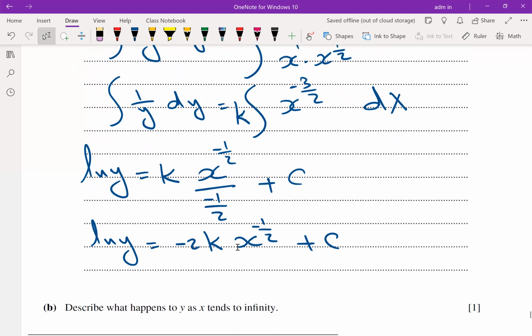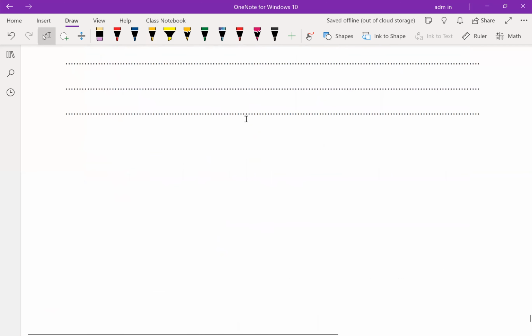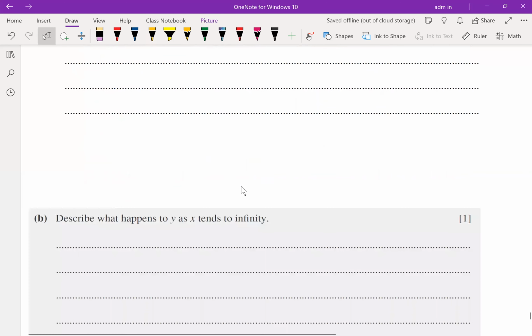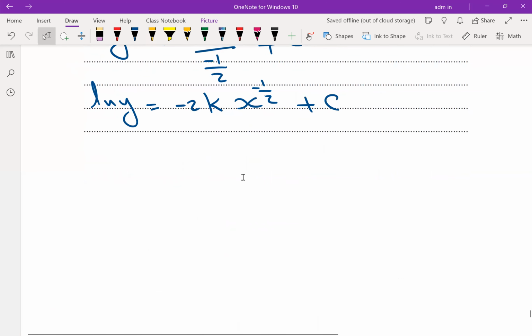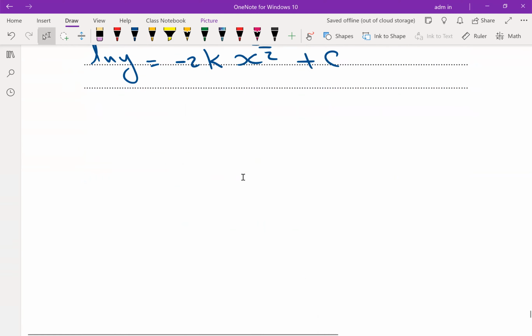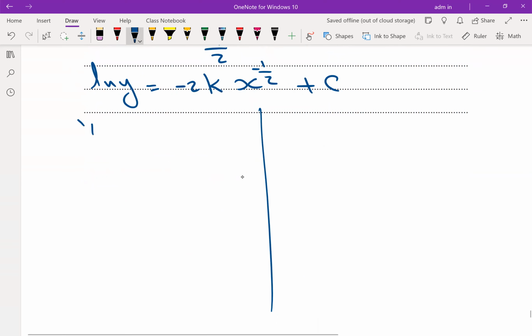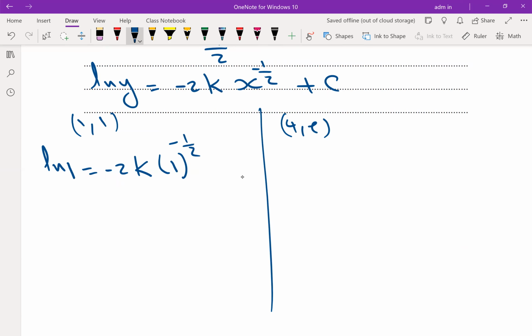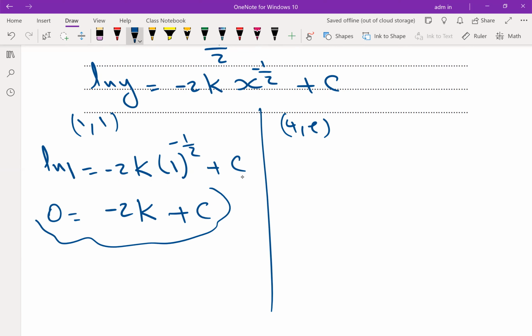Now, how to find the values of k and c? There are 2 points given on the curve. Let's start to use the first point, which is (1, 1), then (4, e). With (1, 1): ln 1 equals minus 2k times 1 to the power of negative half plus c. ln 1 is 0, equals negative 2k, and 1 to the power of negative half is 1, plus c. This sets the equation in terms of k and c.